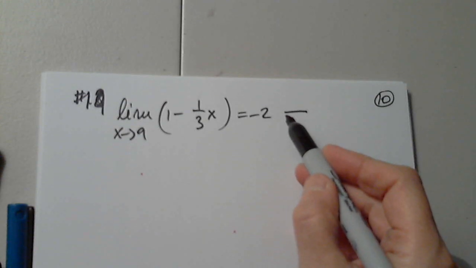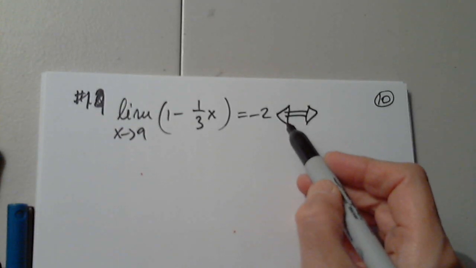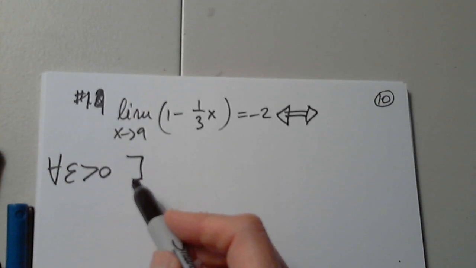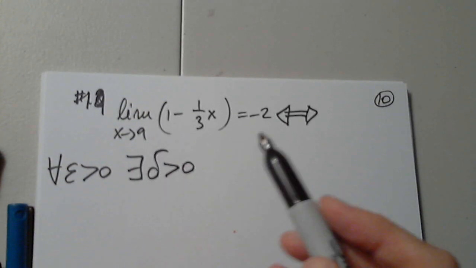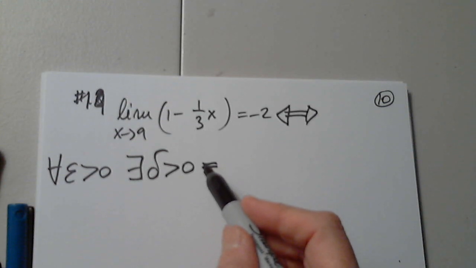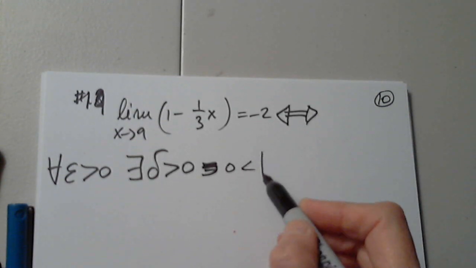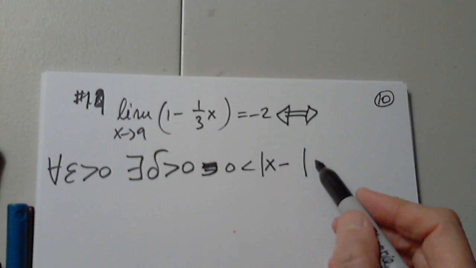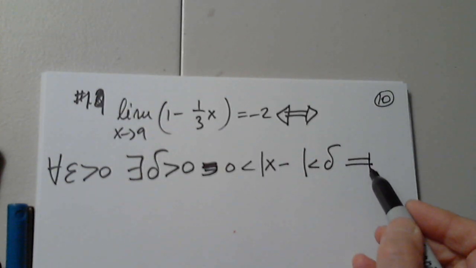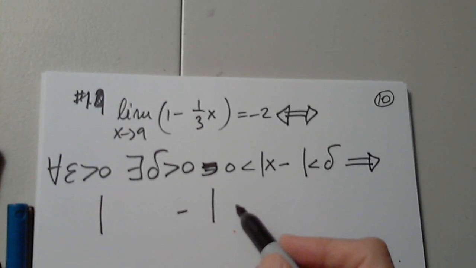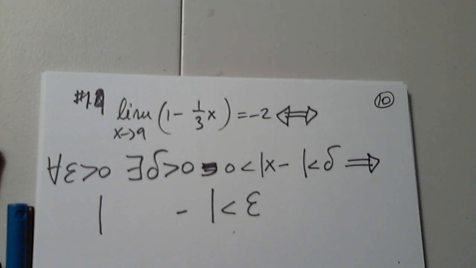So now I want to write the definition. I have to write the definition always. For every epsilon I pick, positive, I will find the corresponding delta, positive, such that when I pick x close to a, less than delta, I will always find that f of x minus the limit will be less than epsilon. What goes in here?